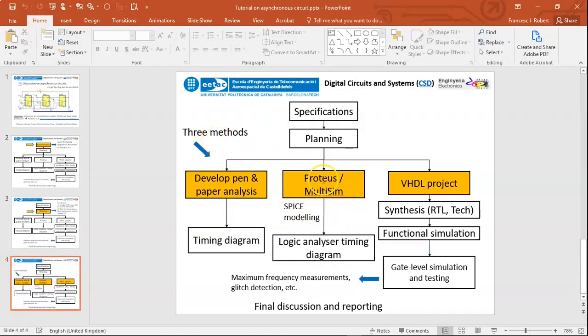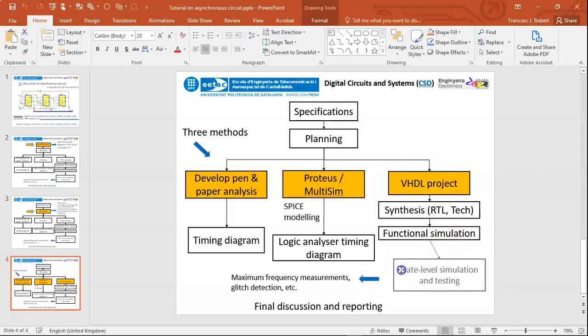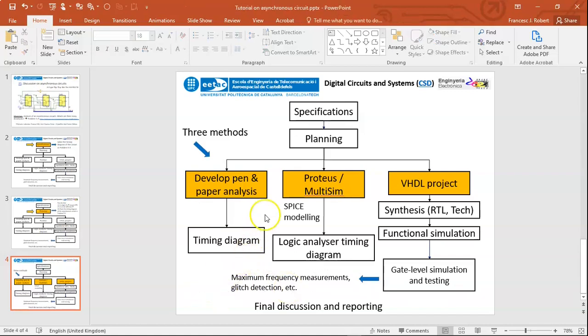Now you've got the solutions from Proteus and the solutions from VHDL. So now, well, if you like, you can go to the gate level and inspect a little bit more, with more detail, what is going on with glitches and things like that, due to the idea that you have several clocks here. But, well, now is a good time for you to go and develop the exercise using pen and paper, right? So that is all.